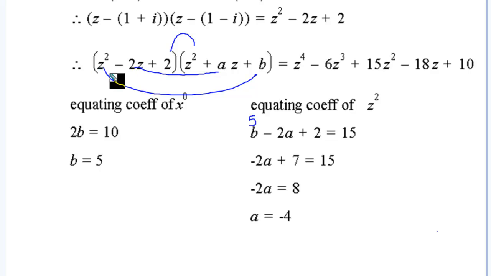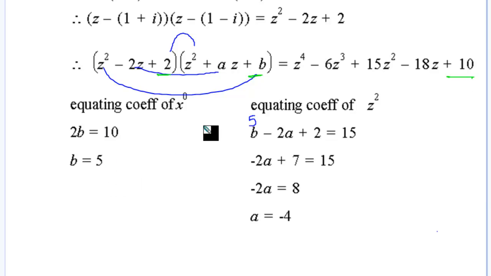So again, we know that we can do this method by inspection, where we have z squared minus 2z plus 2, which we've already got, and we get z squared plus az plus b. So these numbers are going to give a situation where it's equal to that. So 2 times b would be equal to 10. That's where we get b is equal to 5.